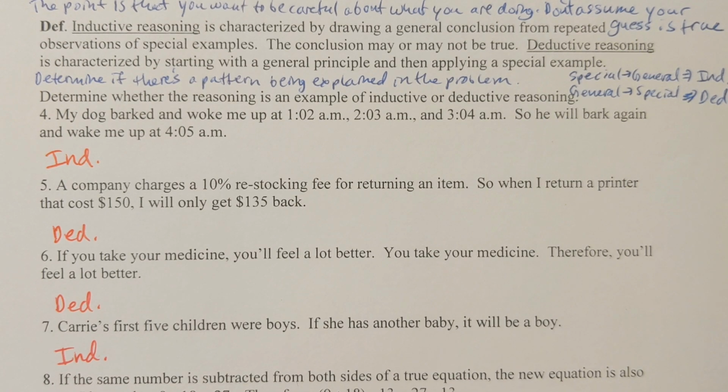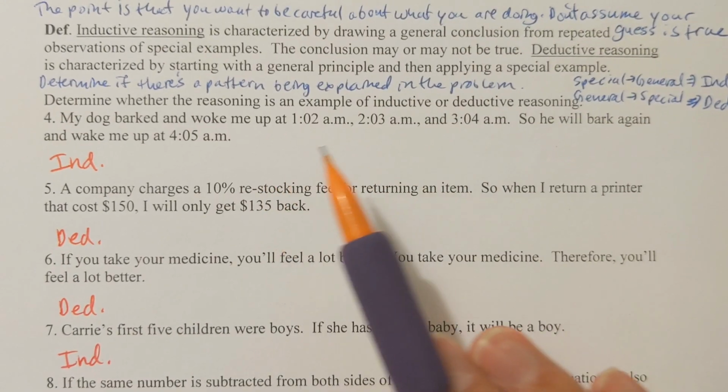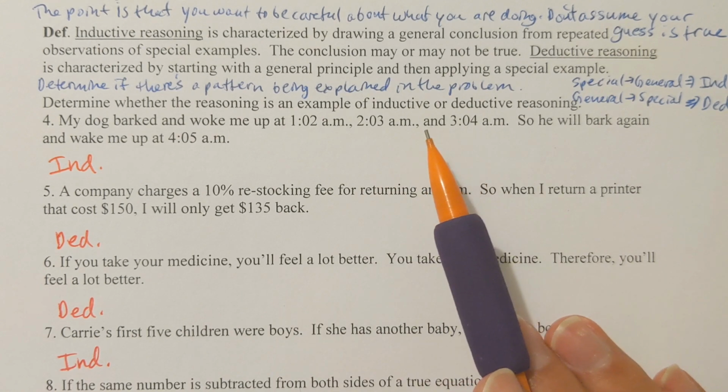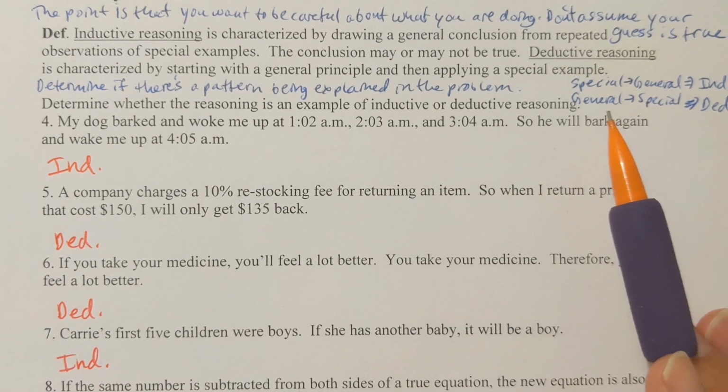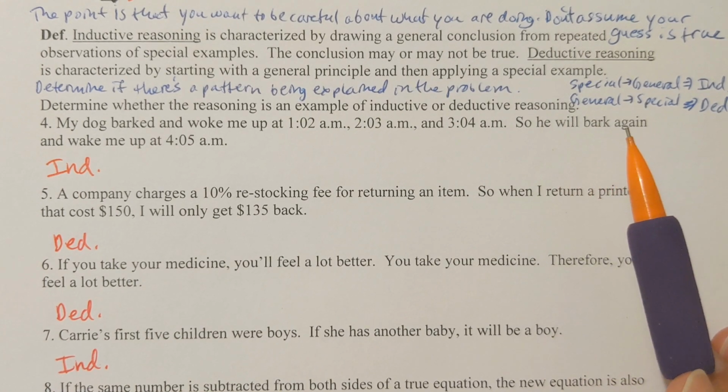Problem 5. A company charges a 10% restocking fee for returning an item. So when I return a printer that costs $150, I will only get $135 back. Well, that's an example of deductive reasoning. Deductive is where, number one, you're not given any pattern whatsoever. And the next thing you want to think about is if you're going from the general case to a special principle.